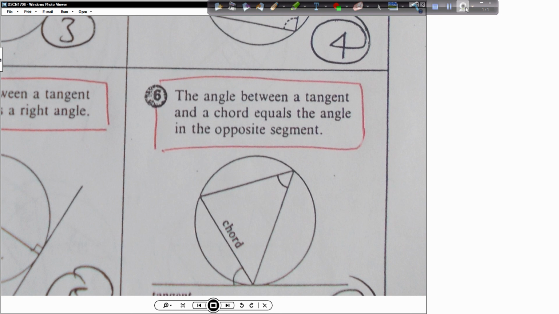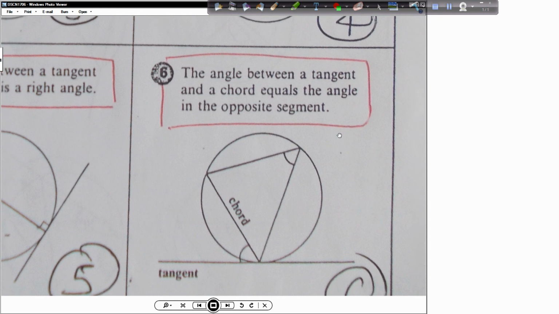Okay, here comes part 6. The angle between a tangent. Okay, now I've got my own special way to explain this one, but we have to learn this. The angle between... Z flick. Remember that? Somebody remember that? Z flick. Okay, the angle between a tangent and a chord equals.